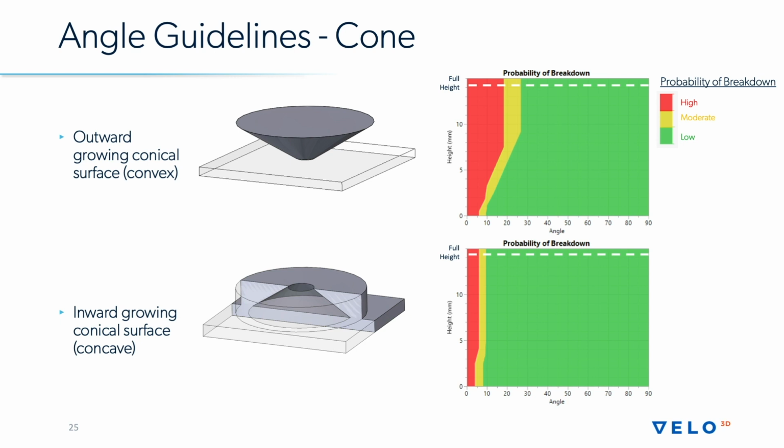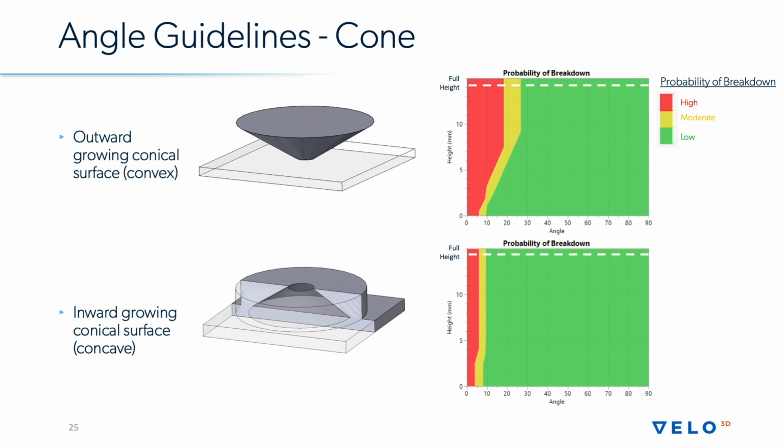And so if you look at the concave inward growing example, this geometry at a relatively very low angle, 10 degrees, which is what we sometimes quote as our minimum allowable angle to print, is very stable all the way throughout this. And so you could, in theory, print an inward growing conical geometry as large as you could fit in the build volume. However, if you look at an outward growing cone, that story changes quite a bit.